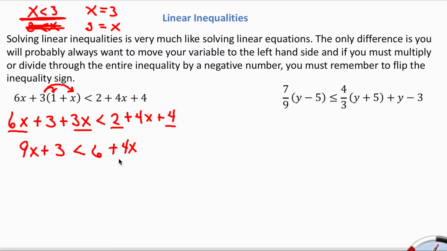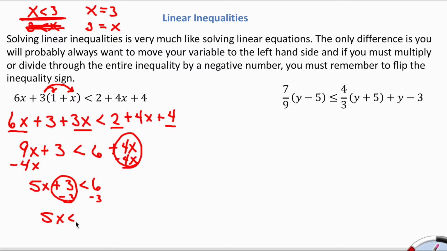Then you put all your variables on the same side, and it must be the left side if I have an inequality. Okay, so that we have 5x plus 3 is less than 6. Undo anything being added or subtracted to the variable. And then undo anything being multiplied to the variable. All right, so finally, your answer is x less than 3/5.